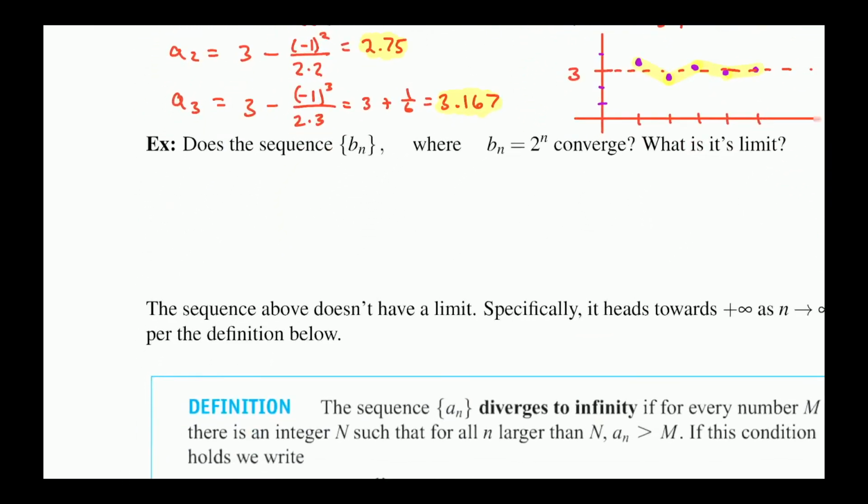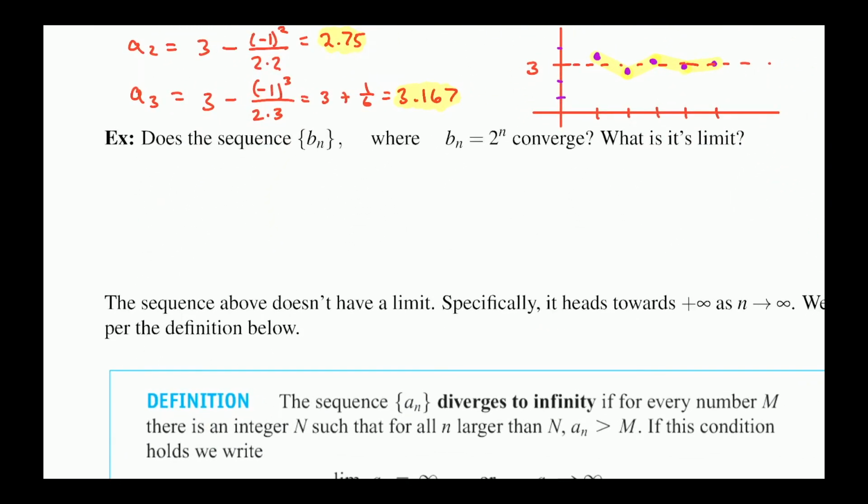Now, not every sequence has a limit though. Down here, we've got the limit of the sequence Bn, where Bn is 2 to the n. Does it converge? What's its limit? Well, write them out. B1 is 2 to the 1, that's 2. B2 is 2 to the 2, that's 4. B3 is 2 to the 3, that's 8. B4 is 2 to the 4, that is 16. And so on.